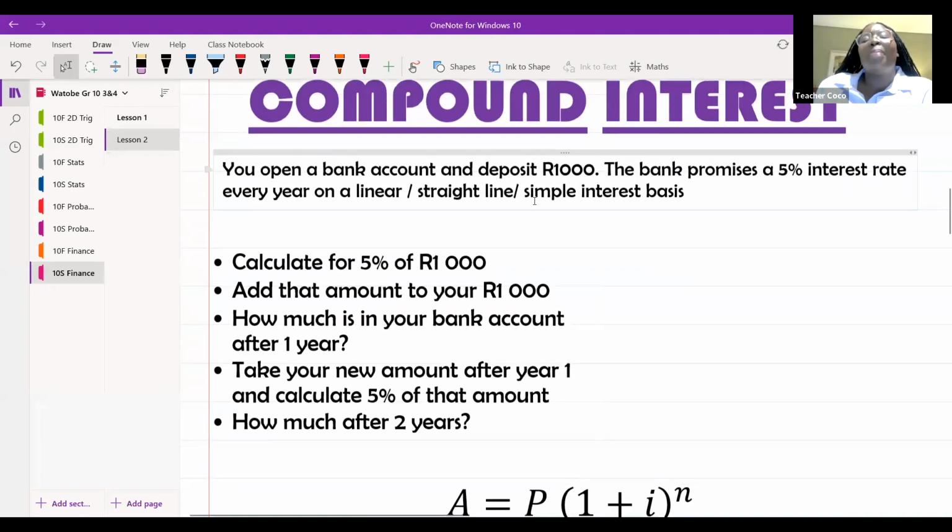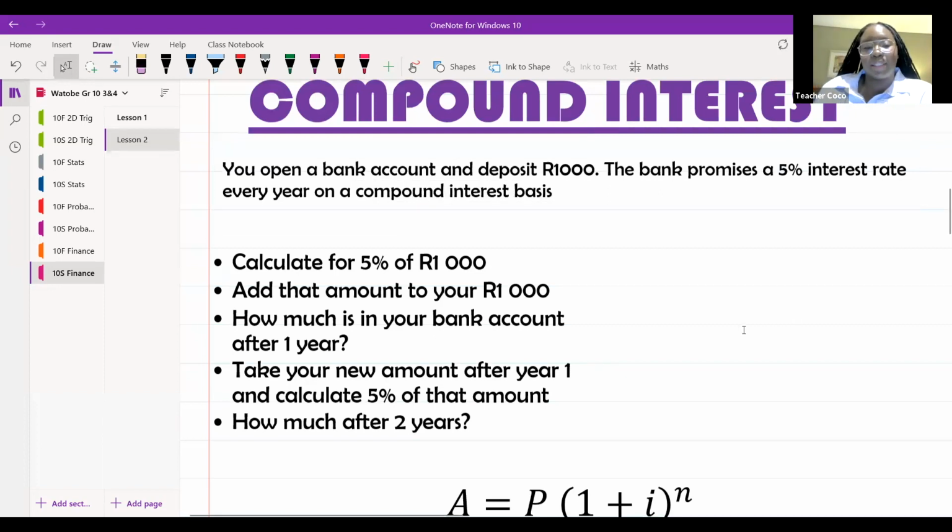It says here, you open a bank account, and again, I have not changed this. We're on a compound interest basis. There we go, compound interest basis. You open a bank account and deposit 1,000 Rand. The bank offers you a 5% interest rate every year on a compound interest basis.